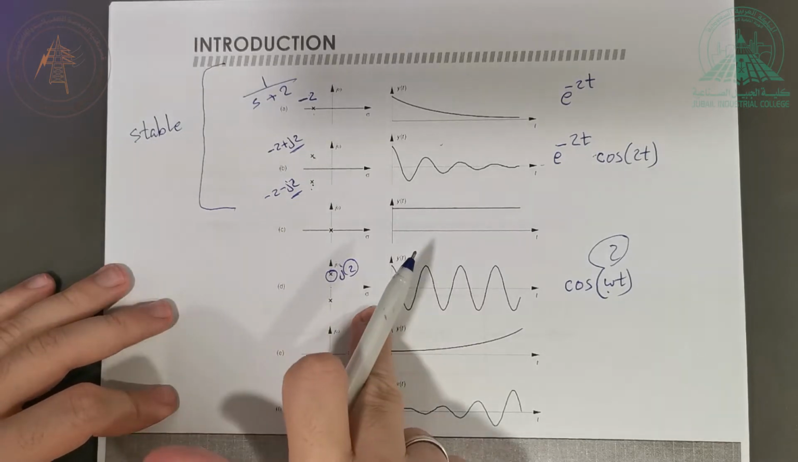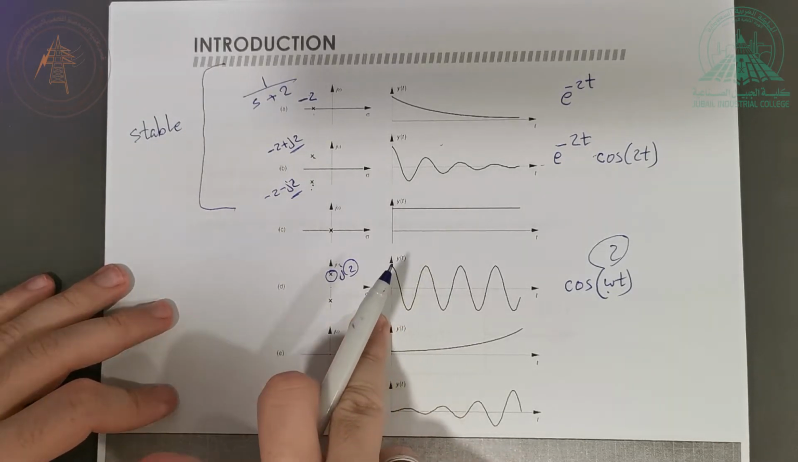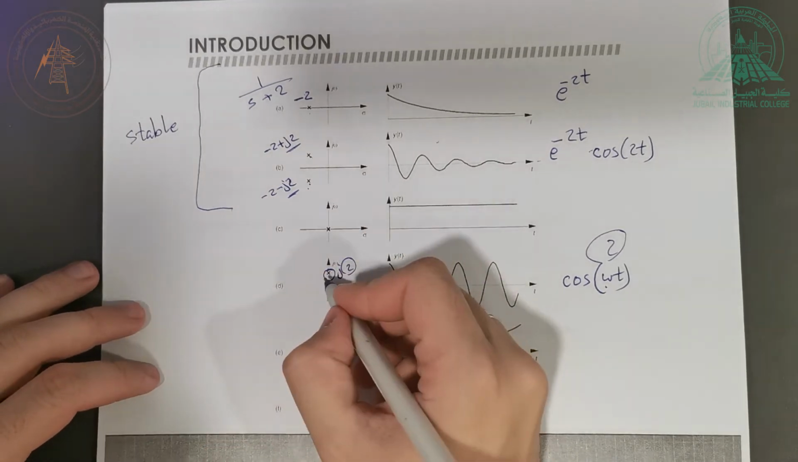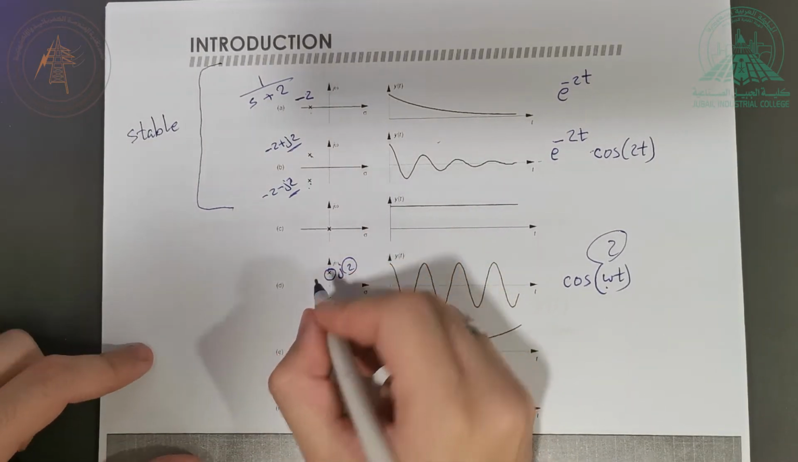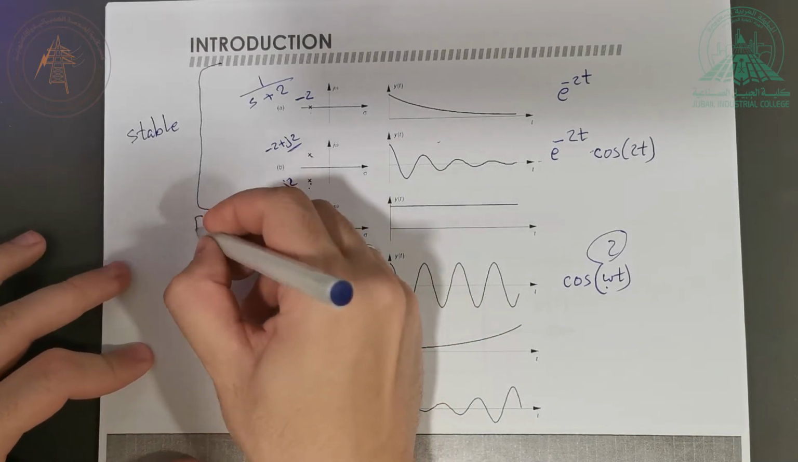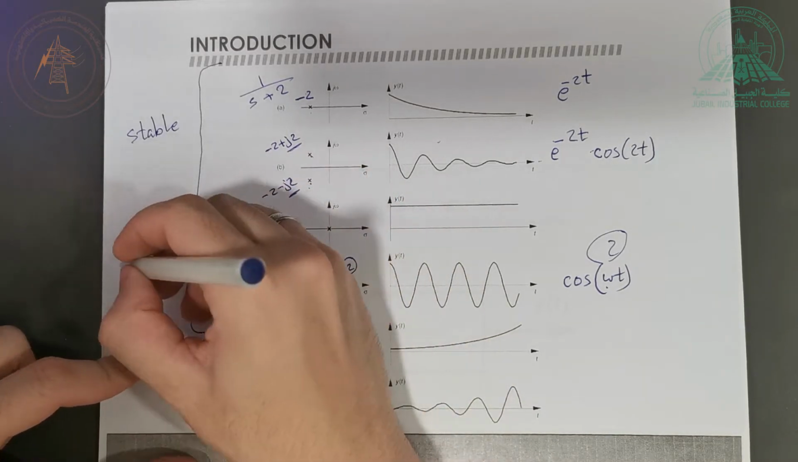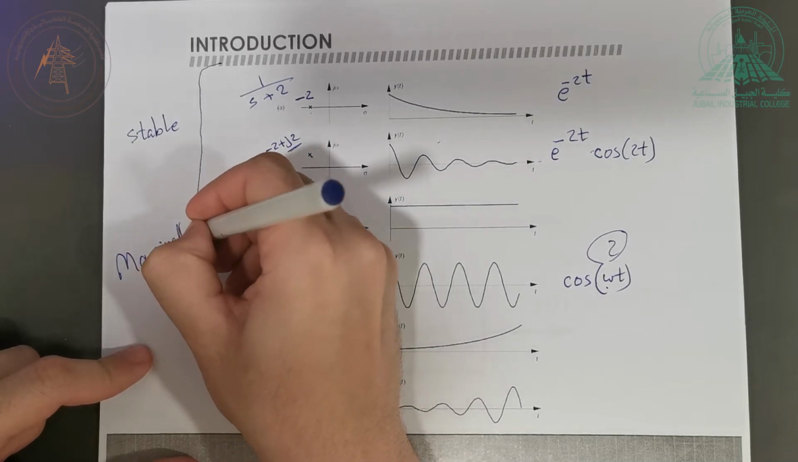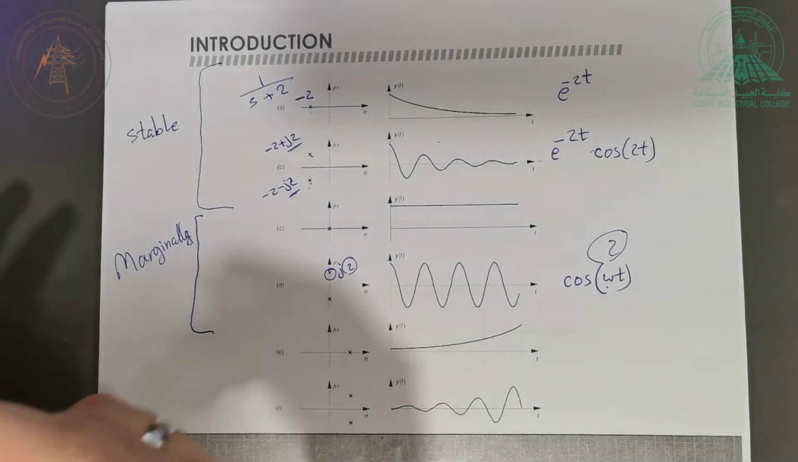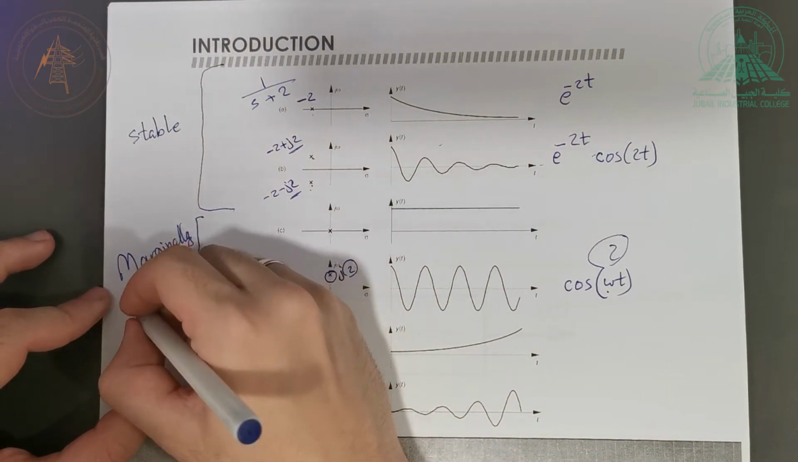This particular case is at the edge, right? If it goes a little bit to the right, it becomes unstable. If it goes a little bit to the left, it becomes stable. So this particular case, we call marginally stable. Margin means the edge. So these are at the edge of stability. Marginally stable.